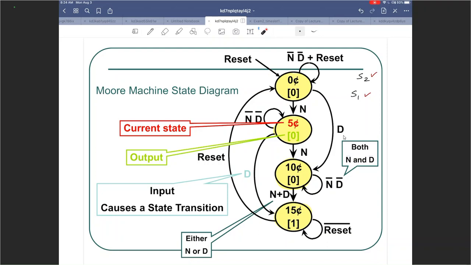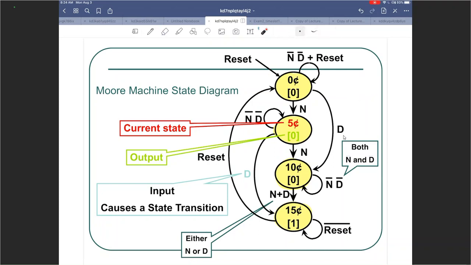The outputs will change only after the transition is complete and the state of the flip-flops is now the next state. So once you go to the next state, that's when your output is going to change. So I hope you recognize that difference in when the output changes between a Moore machine and the Mealy machine. All right. Now I'm going to erase this quickly.